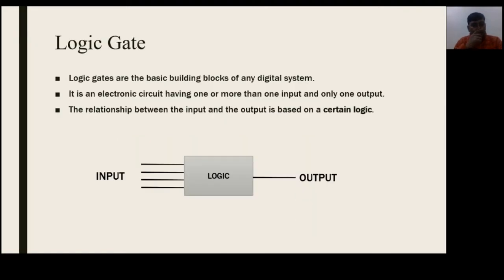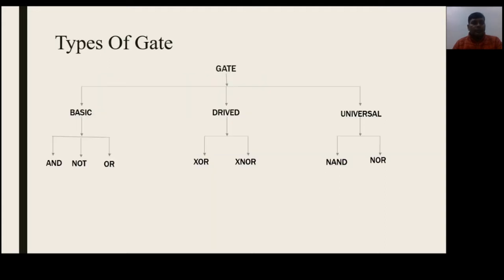Now, what is logic gate? Logic gates are the basic building block of any digital system. It is an electronic circuit having one or more than one input and one output. As you can see in the diagram, there are multiple inputs and only one output. The relationship between input and output basically depends on certain logic. Which gate we are using, corresponding to that we will get the output.